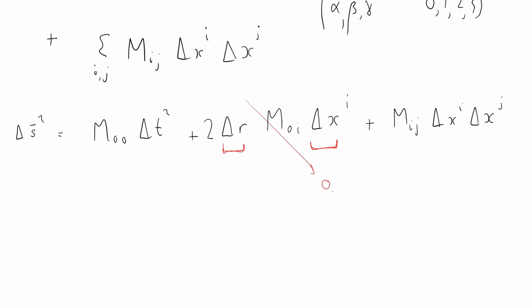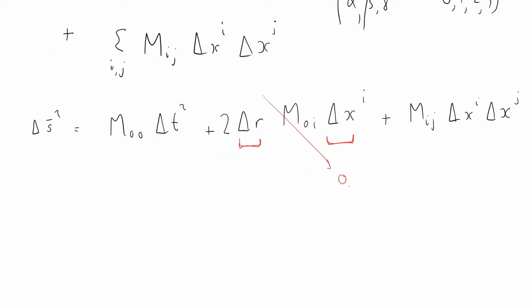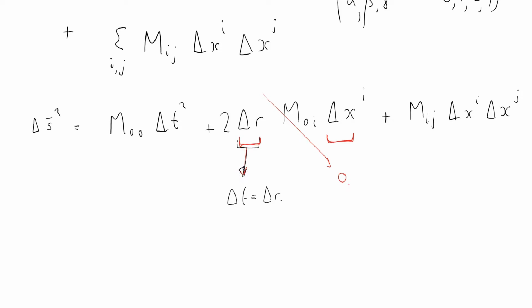Yes, what do I do now? I've just made the observation that delta t equals delta r. Oh, I'm writing in red, that's not good. Let me go back to black. I'm just making the observation that delta t equals delta r, because I'm on a light path here. So what have I got here?